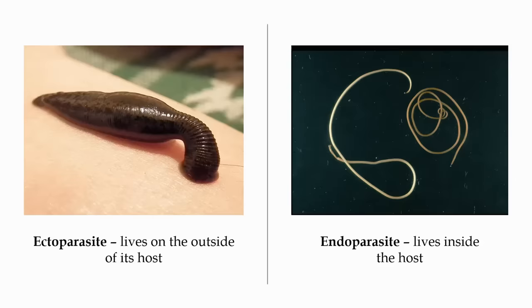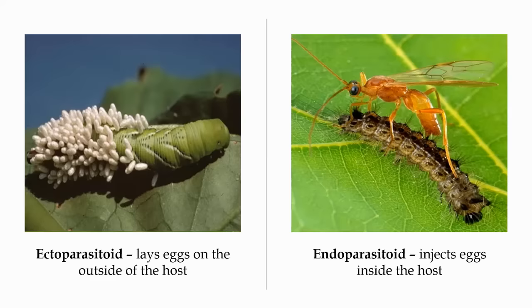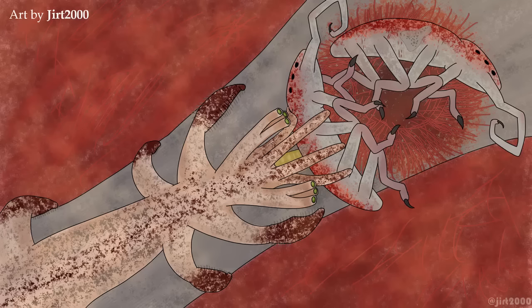Just as true parasites may be either ectoparasitic or endoparasitic, parasitoids may be either ectoparasitoid, attaching their eggs to the outside of the host, or endoparasitoid, laying their eggs within the host's body. The basal members of these parasitoid chentrodonts will be ectoparasitoids, simply attaching the eggs to the host's exterior and injecting it with paralytic venom to ensure that it doesn't damage or dislodge the eggs.